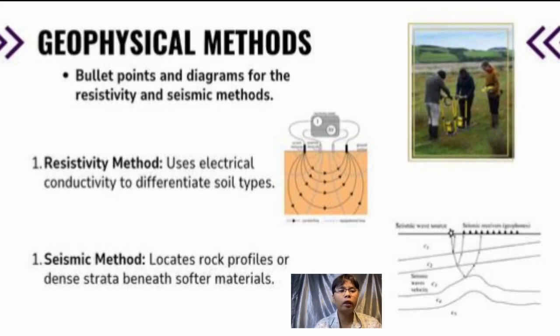Geophysical method of soil exploration. To gather this data, geophysical methods are often employed. Resistivity method. This technique measures how well soil conducts electricity. Different types of soil have unique electrical resistivity properties, making this a useful tool for identifying soil layers.